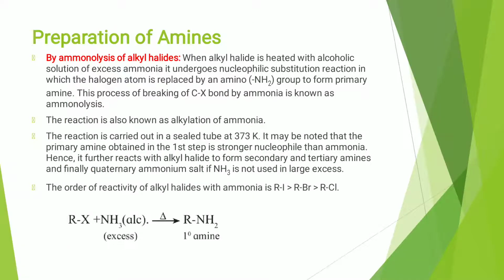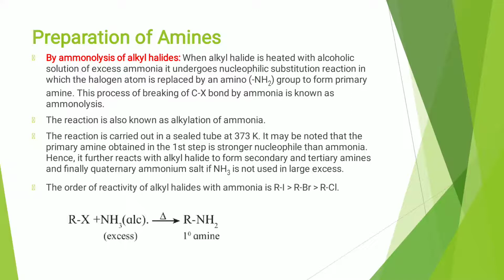When alkyl halide is heated with alcoholic solution of excess of ammonia, it will undergo nucleophilic substitution reaction in which the halogen atom is replaced by the amino group to form primary amine. This process of breaking of C-X bond by ammonia is known as ammonolysis. It is also known as alkylation of ammonia.